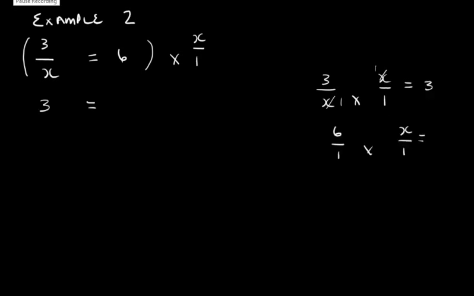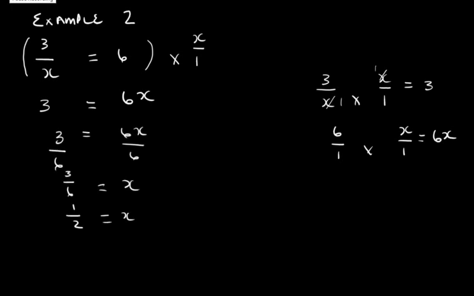Now we need to multiply the right hand side as well. 6 over 1 times x over 1 will give us, what is 6 times x? 6 times x is 6x over 1, or just 6x. What do we need to do now? We have 3 is equal to 6x, and we know that we need to solve for x. In other words, we need to get x alone. So we need to divide by the number in front of the x, which is 6. But what we do to the left, we must do to the right. So we divide by 6 on both sides, and this leaves us with 3 over 6, or a half.